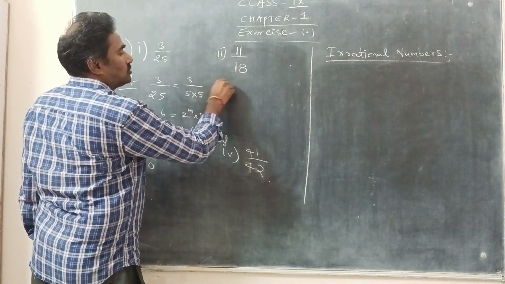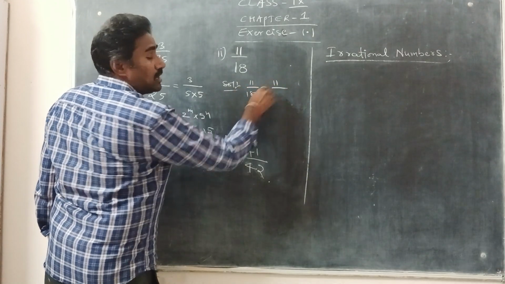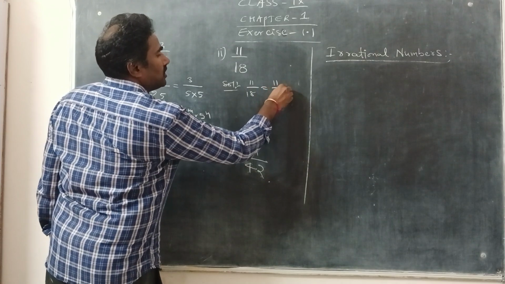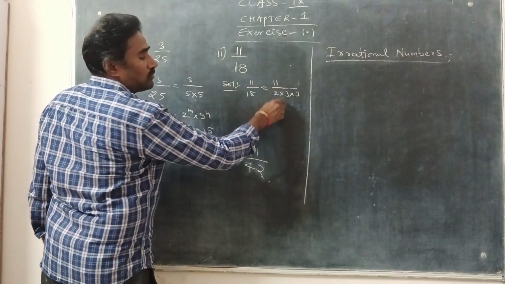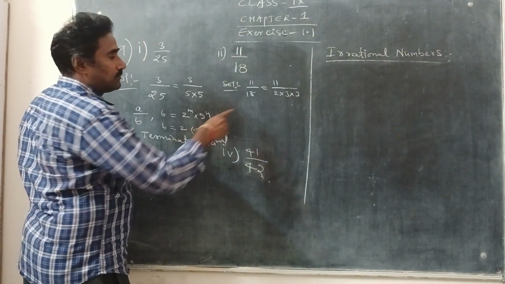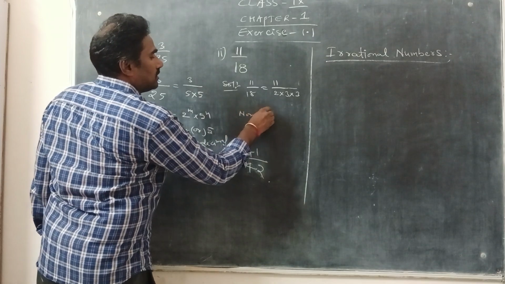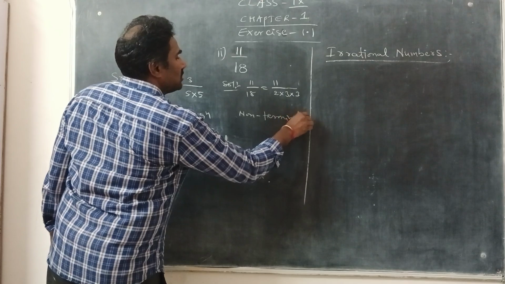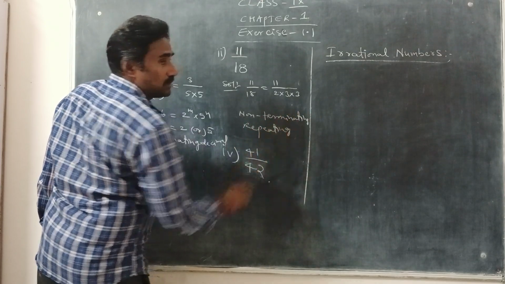Like that, see the second one. What is the second one? 11 by 18. The prime factorization of 18 is written as 2 into 3 into 3. What I said was only 2, or only 5, or 2 and 5. But here 2 and 3 are there. So it is a non-terminating decimal. It is a non-terminating repeating decimal.